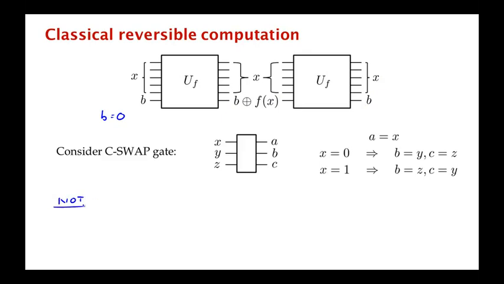What about the NOT gate? I claim it's already reversible. The NOT gate, which we also called X, takes as input a bit 0 or 1. If the input was 0, then it outputs 1, and if the input is 1, it outputs 0. So that's already a reversible gate, and in fact the quantum analog of it is exactly the X gate which we know about.